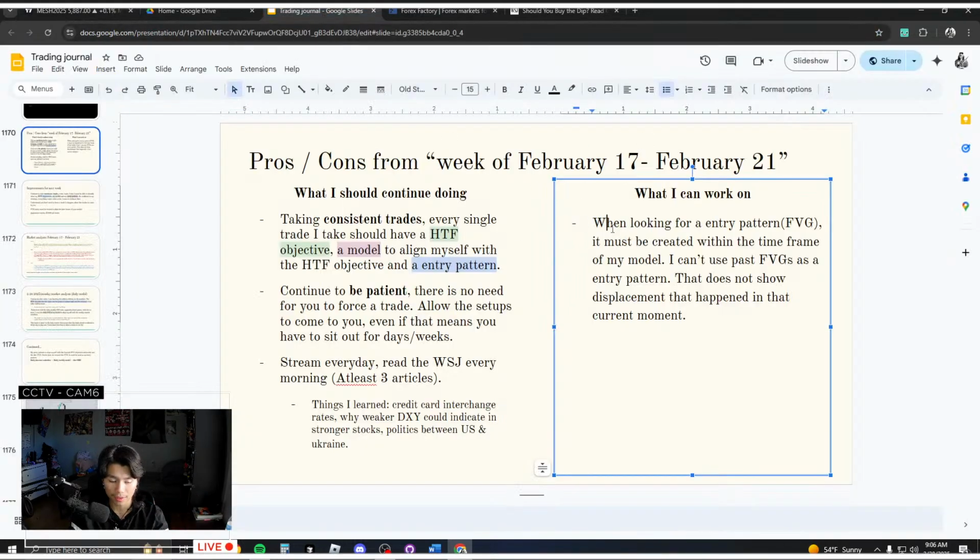What that means is that the displacement has to be created within a reasonable time, right? The displacement can't be in the past. It has to be in the present for us to indicate there's strength in the markets. If I'm using past strength in the markets, it doesn't correlate to the current conditions and prices, if that makes sense.